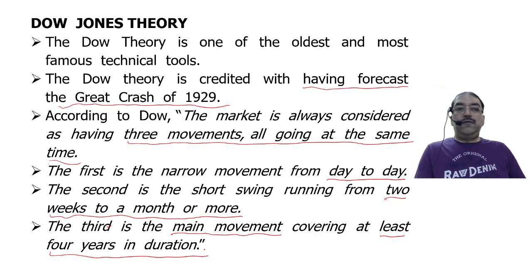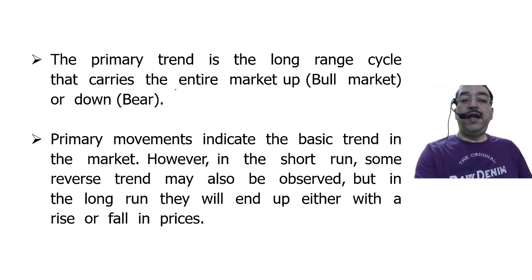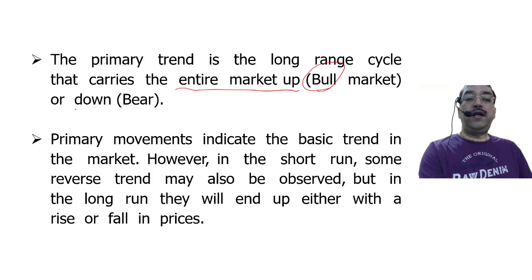Okay. Now let us come to each one of them. Primary trend. What did I say? Primary trend means the first move. It is an indicator of the long range cycle that carries either the entire market up, which is called a bull market, or the entire market will come down, which is called a bear market.